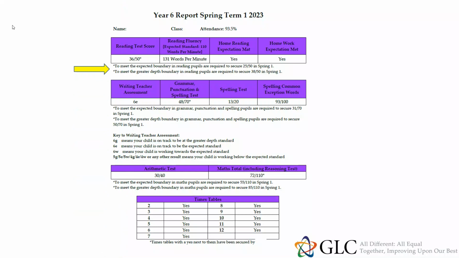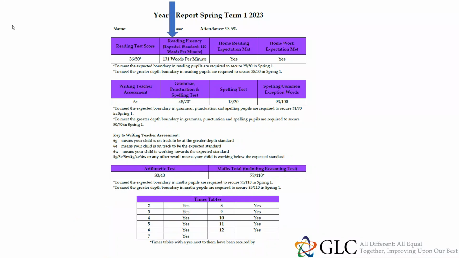In this report, it is Spring 1, and to meet the expected boundary in reading, pupils are required to secure 25 out of 50 in Spring 1. To meet the greater depth boundary in reading, pupils are required to secure 38 out of 50 in Spring 1. The pass mark increases each term to reflect that the children will have been taught more content as the year progresses.